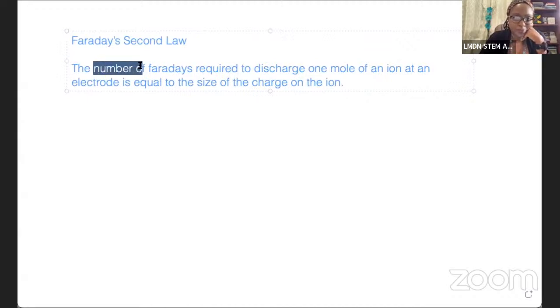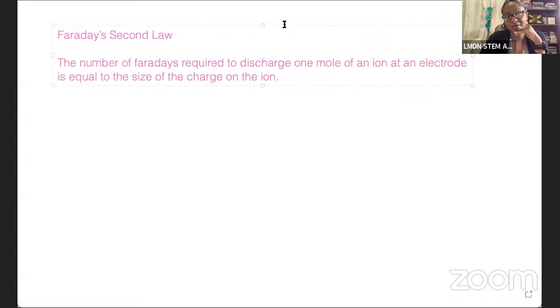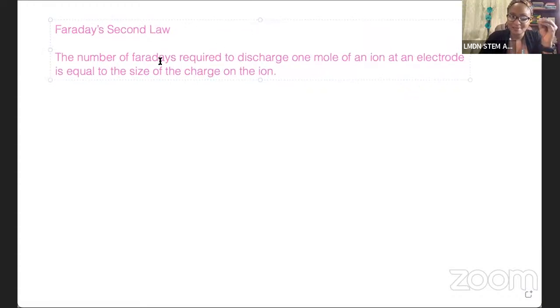So the number of Faraday's required to discharge 1 mole of an ion, right? Pay attention to the quantities they're talking about there. The number of Faraday's could be 1, 2, 3, 4, 5, 6. The number of Faraday's required to discharge 1 mole of an ion at an electrode is equal to the size of the charge on the ion. So if we have species that have a single charge on it, like that sodium ion that we spoke about before, the size of the charge is +1. Let me just write that.